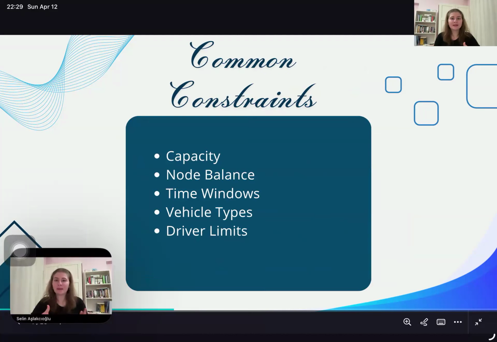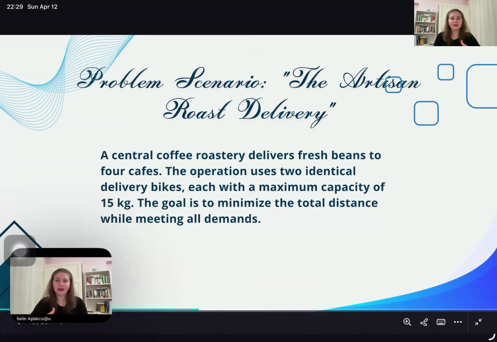Common constraints are capacity, load balance, time windows, vehicle types, and driver limits. You will understand everything better when we solve an example. We have an example problem. The Artisan Roast delivery. A central coffee roaster delivers fresh beans to 4 cafes. The operation uses 2 identical delivery bikes, each with a maximum capacity of 15 kilograms. The goal is to minimize the total distance while meeting all demand.